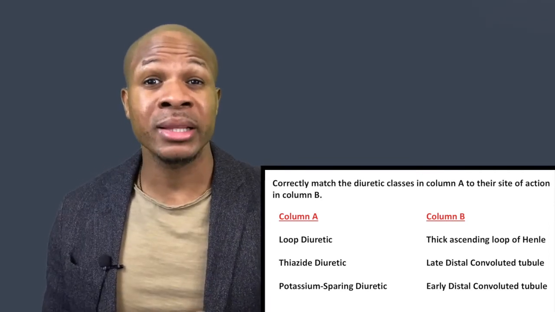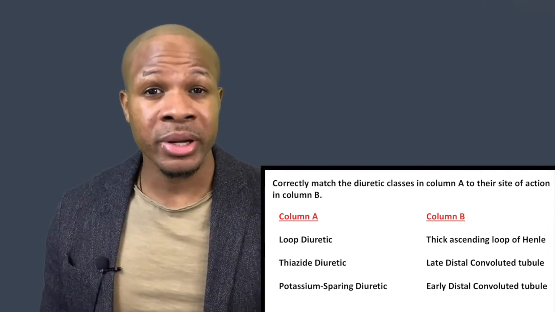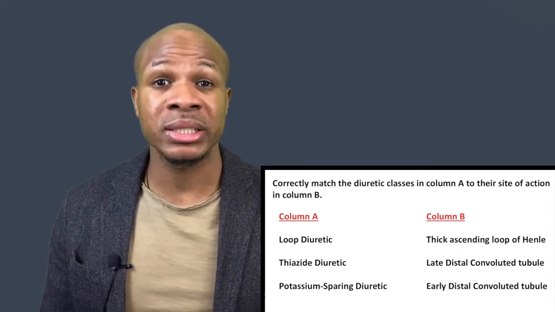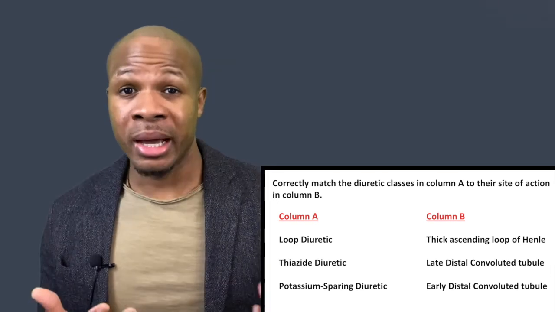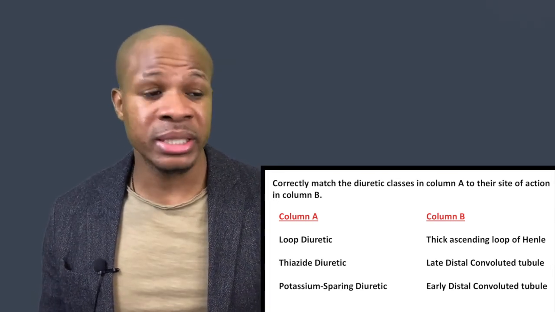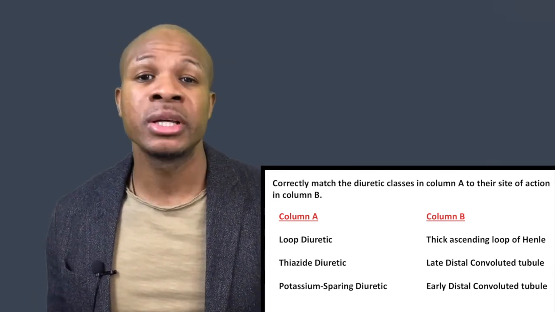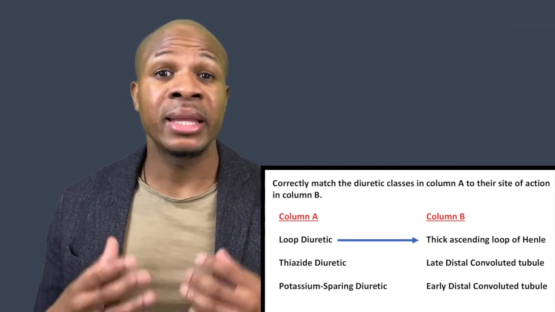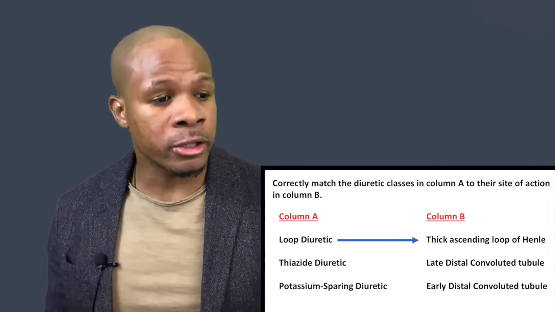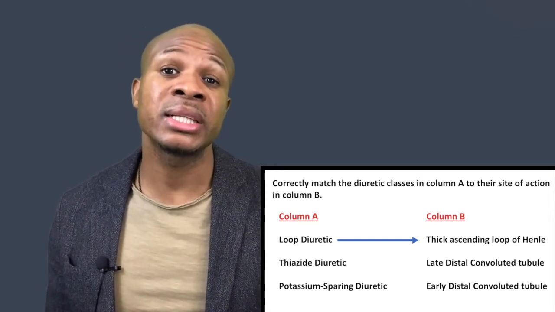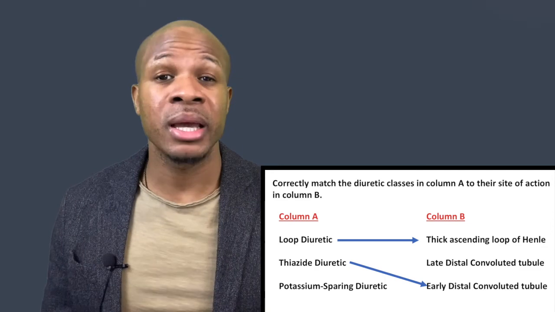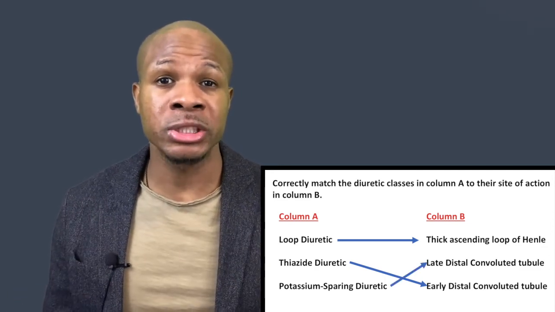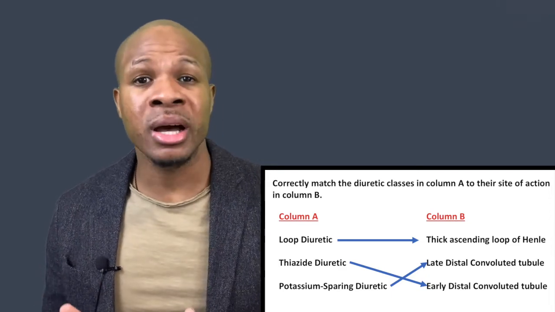Loop diuretics act at an earlier point, then the thiazide diuretics act at the middle point, and then lastly is the potassium sparing diuretic, which acts towards the end of the nephron. Now, out of these 3 sites, the first site is the thick ascending loop of Henle. So that's where the loop diuretics are going to act. And then the second site of action is the early distal convoluted tubule, and that's where the thiazide diuretics are going to act. And obviously the last answer choice is going to be for the potassium sparing diuretic, which is going to act at the late distal convoluted tubule.